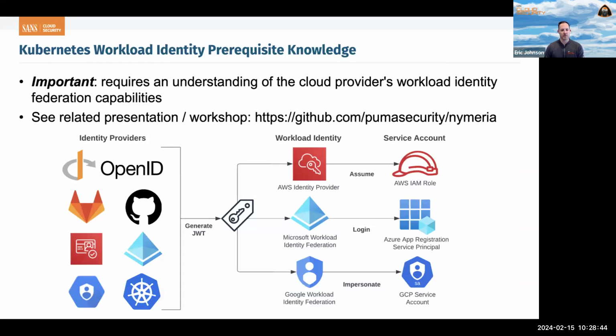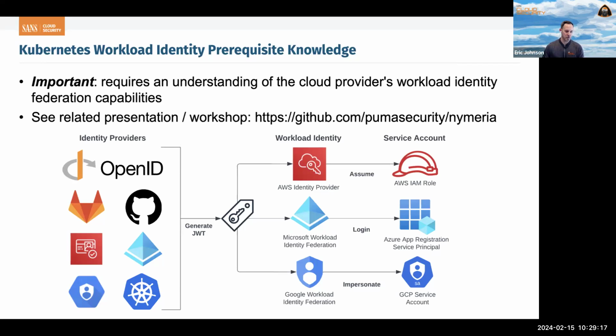We can start to take advantage of that setup that exists to use it to authenticate to the cloud provider APIs. Now, we don't have time in this webcast to go into the cloud provider's workload identity federation capabilities, but all you need to know here is that all of these cloud providers support federation through OpenID Connect using an AWS identity provider, a Microsoft workload identity federation credential, or Google's workload identity federation.